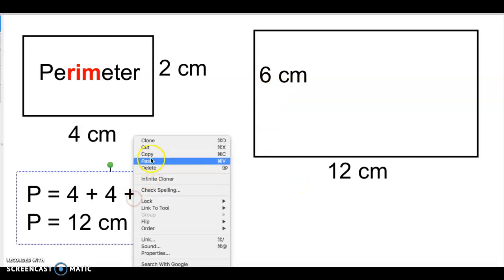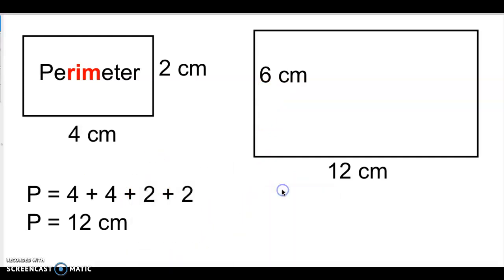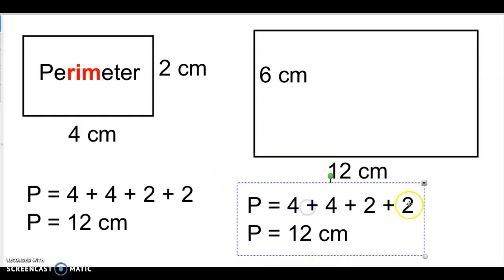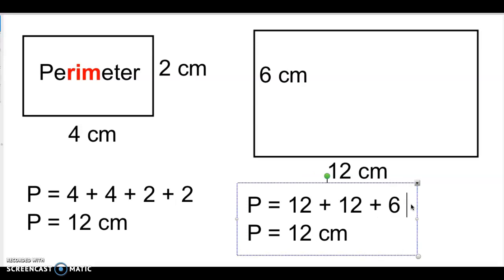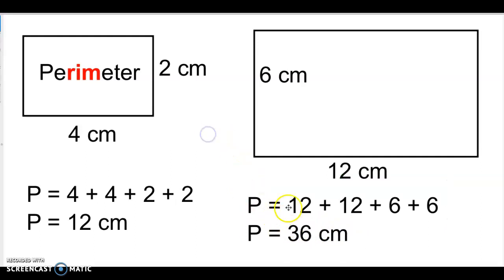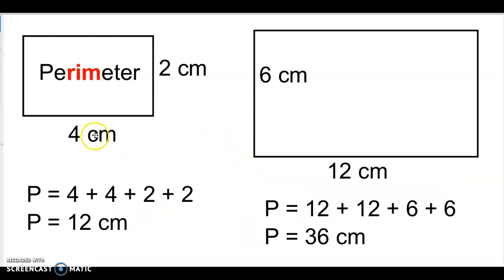Now I'm going to find the new perimeter of the new figure. So I'm going to copy this over here, but I'm going to change it. My new dimensions are 12 plus 12 plus 6 plus 6. And you're definitely going to use a calculator to solve this. When I add together all those numbers, I actually get 36. How did my perimeter change? Well, it's interesting. When I tripled my dimensions, my perimeter tripled.